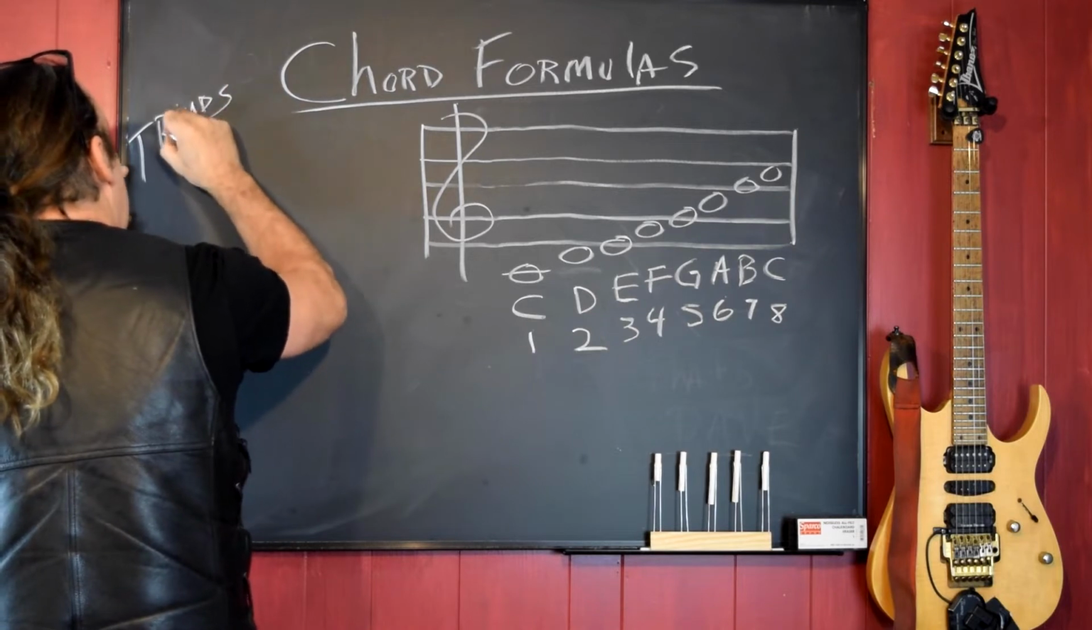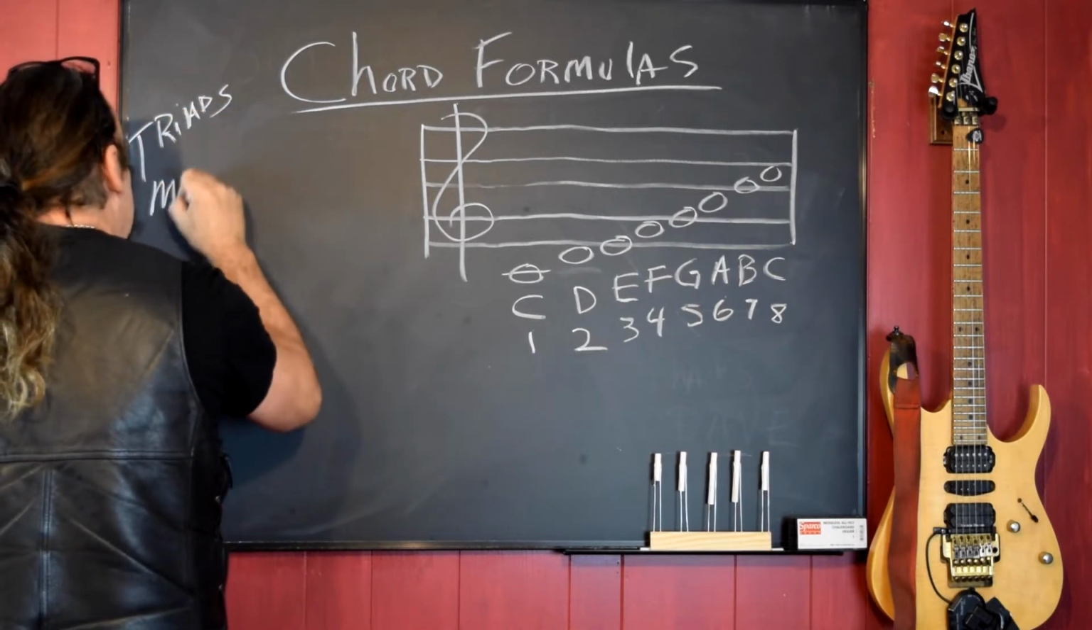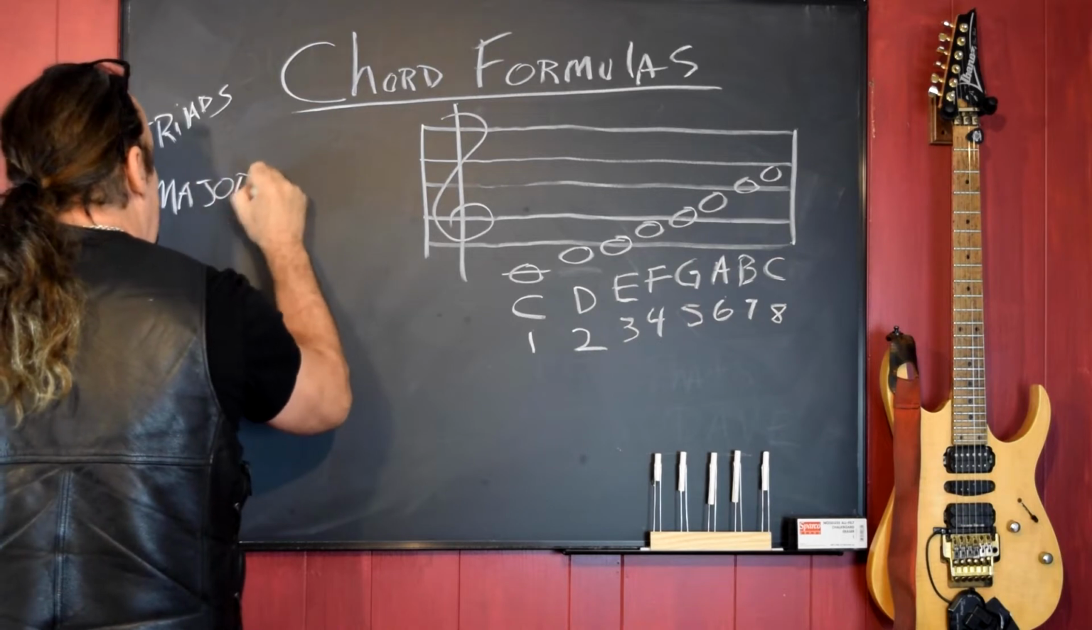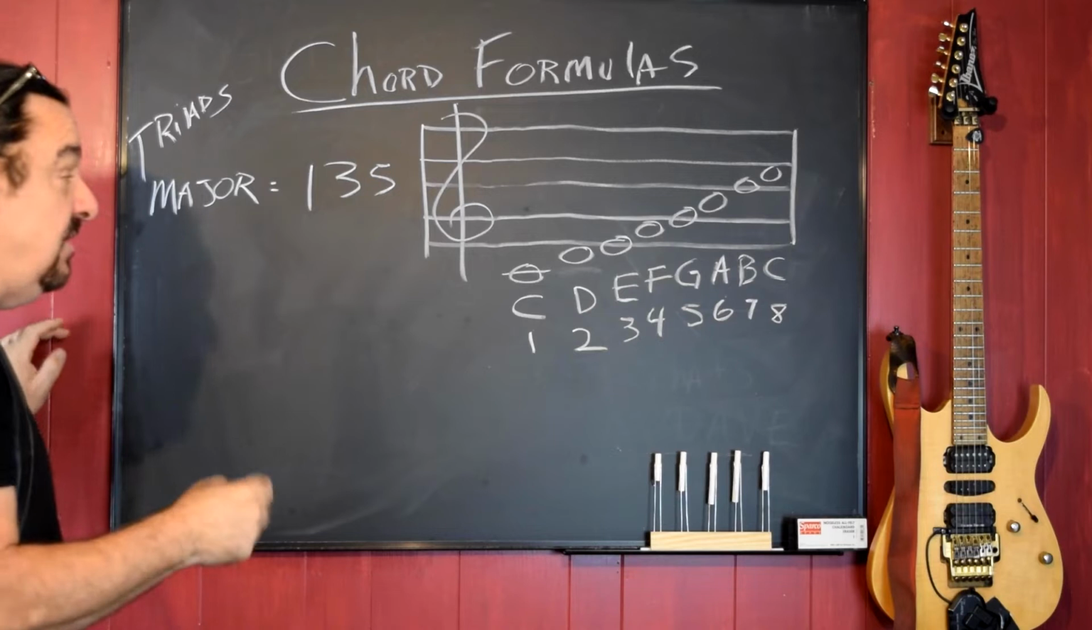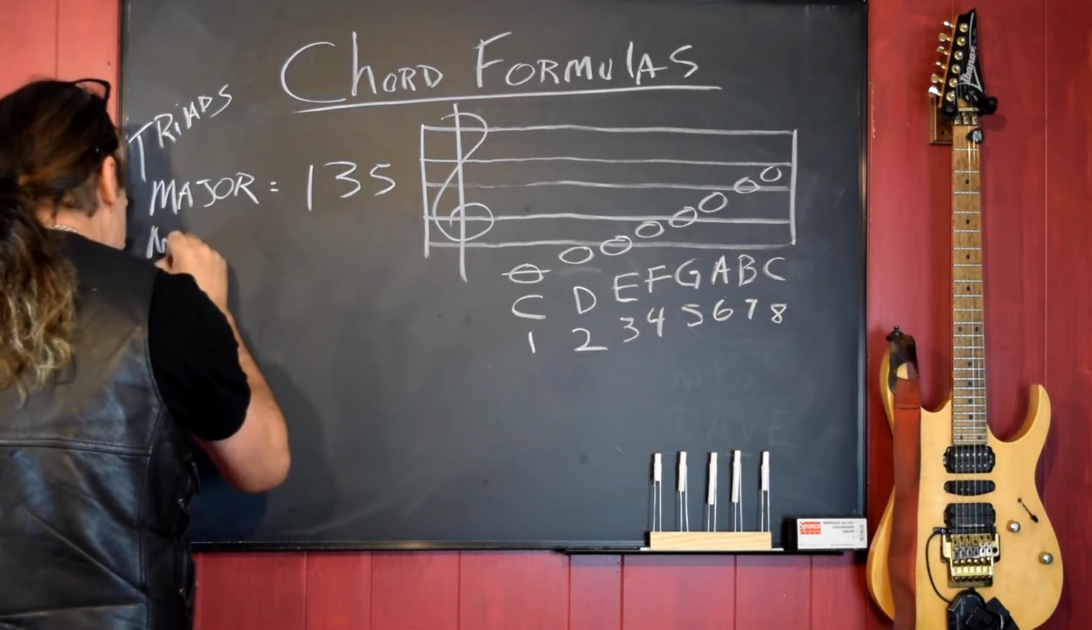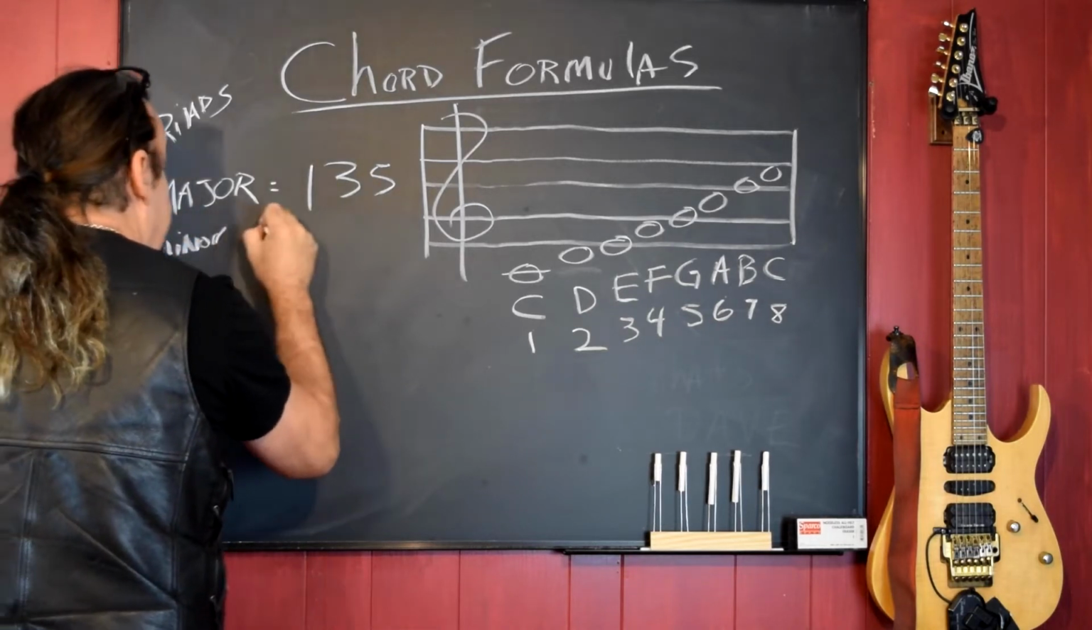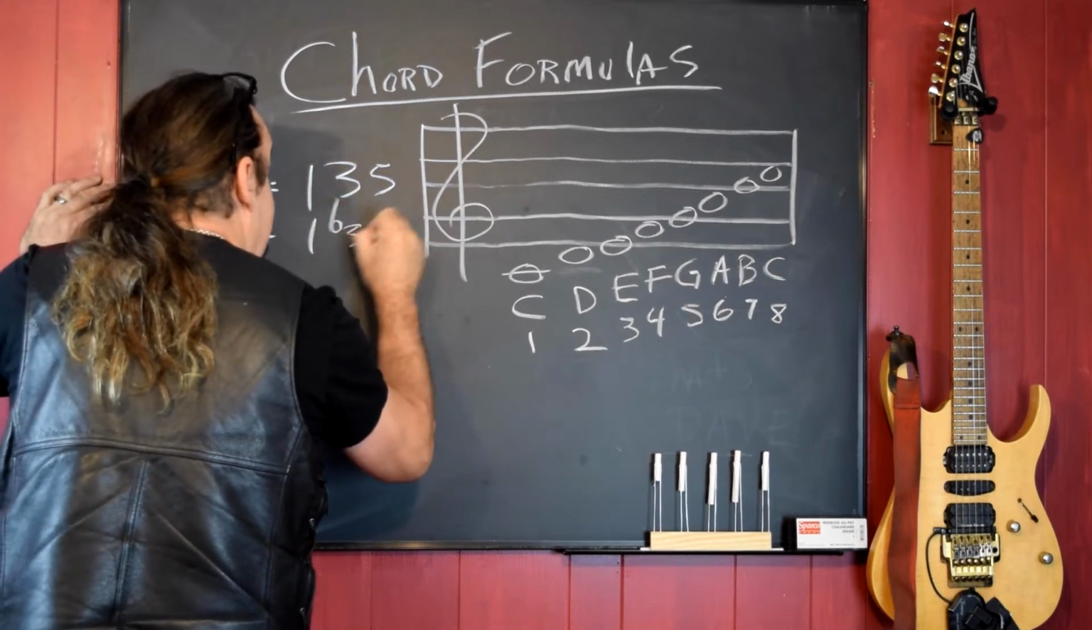T-R-I-A-D-S. Triads, otherwise known as 3-note chords. A major triad has a formula. A major triad is the 1 and the 3 and the 5 of any major scale. A minor triad is a 1, a flat 3, and a 5.